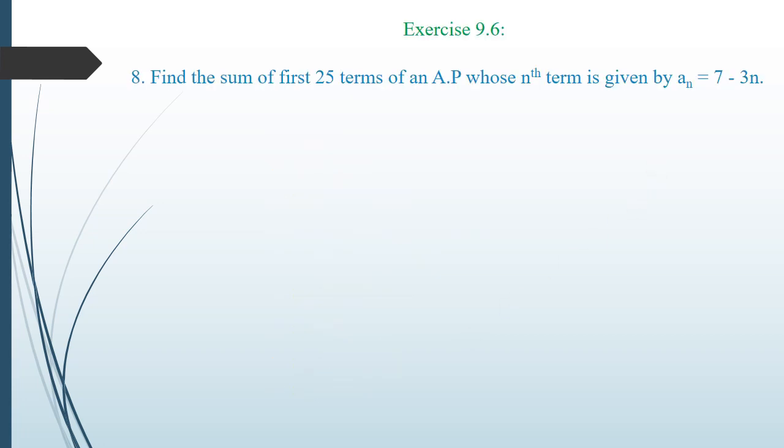Coming to the next question, question number 8. Find the sum of first 25 terms of an AP whose nth term is given by an is equal to 7 minus 3n. This is exactly the same problem as the previous problem, question number 7. Here only the an value is changed. So let us note down all the given data, an is equal to 7 minus 3n. As we know already, we need the first term, we need the nth term, and we need the n value.